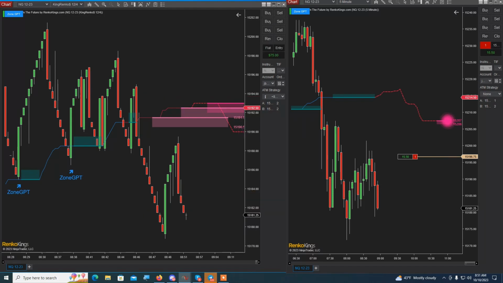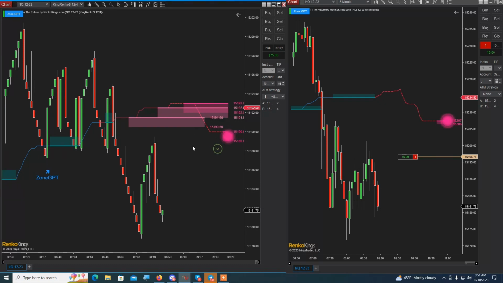Target filled. That was nice and quick. So again, price came a bit shy, so you have to use some discretion. Yes, the most conservative thing is to actually wait for the zone to be tested, but ZoneGPT identified it way in advance. And there was an attempt at it and then a failure, so upon a bar close on the King's Renko, I took a short.